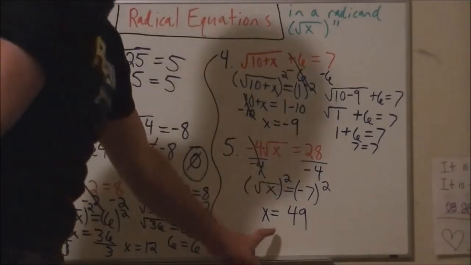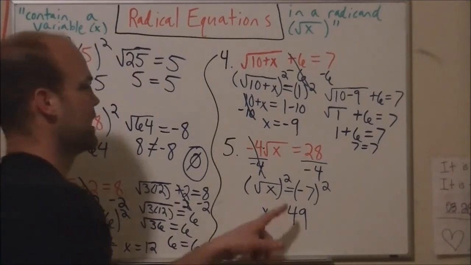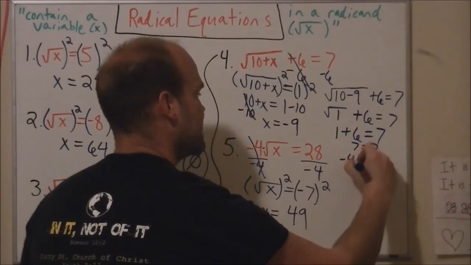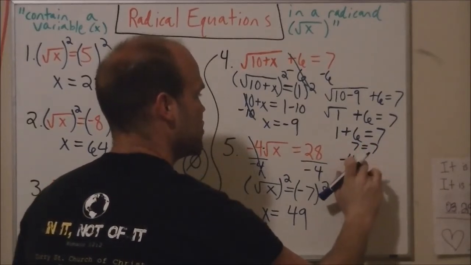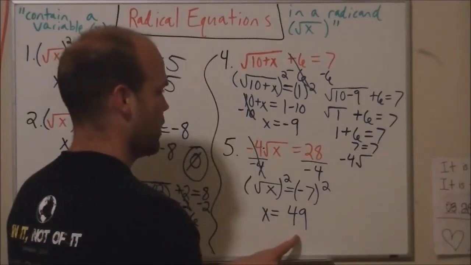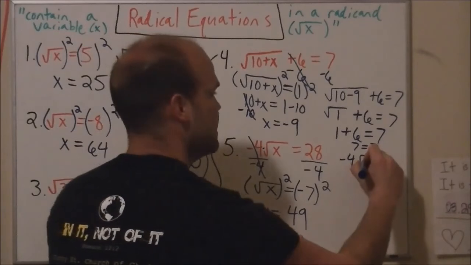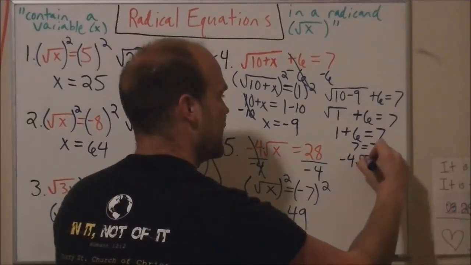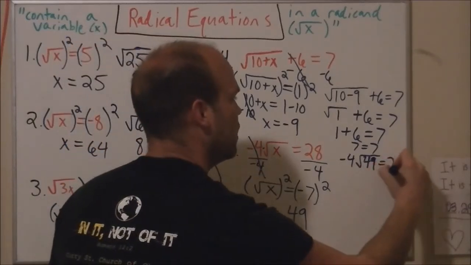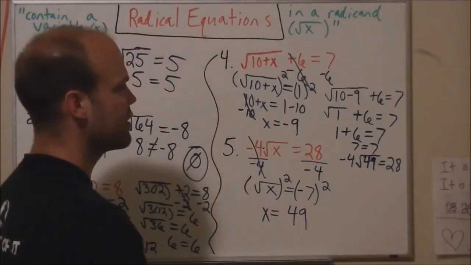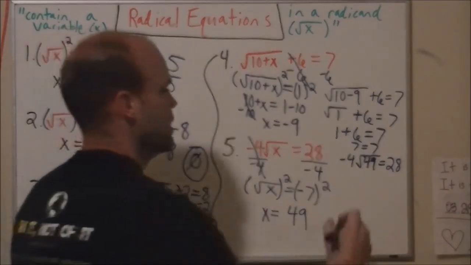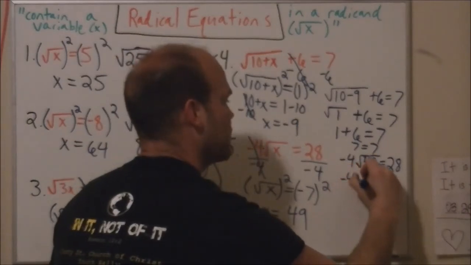Okay, so let's plug in what we found, x equals 49, into our original equation. What we have is negative 4 times, that's understood, isn't it? Negative 4 times the square root of x, which we have discovered to be 49, not a very good 4, but that's a 4. 49, okay, equals 28. First thing we need to do is simplify what's on the inside of the square root.